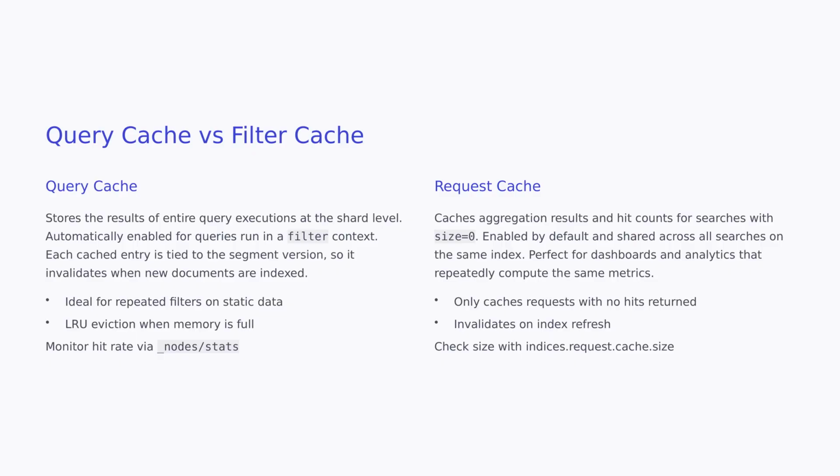Ever wondered about the difference between query cache and filter cache in your Elasticsearch setup? The query cache stores complete query results at the shard level, perfect for repetitive filters on stable data, with LRU eviction to manage memory efficiently. On the other hand, the request cache caches aggregation results and hit counts for searches with size equals 0, ideal for dashboards and analytics. Remember to monitor hit rates and cache sizes for optimal performance.